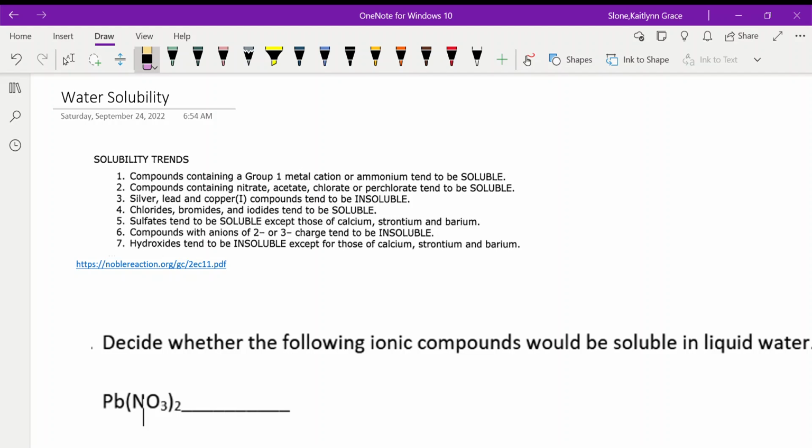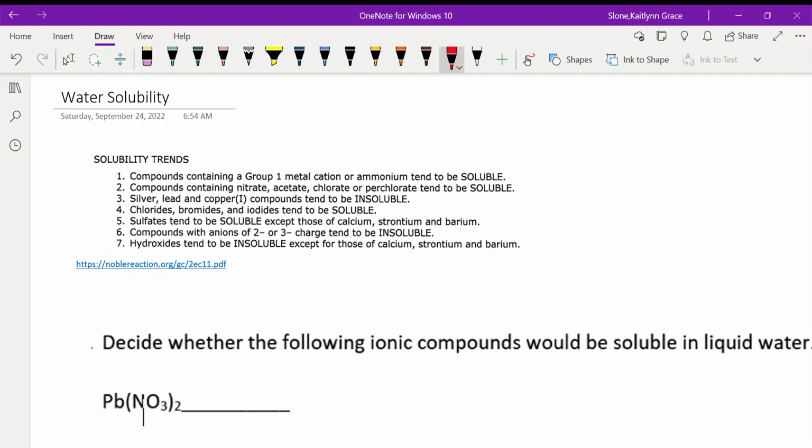Hello everyone. In this video we're going to talk about water solubility and how you can tell if an ionic substance is water soluble or not. There are a set of rules in chemistry called the solubility trends that we use to determine if an ionic compound is soluble in water.